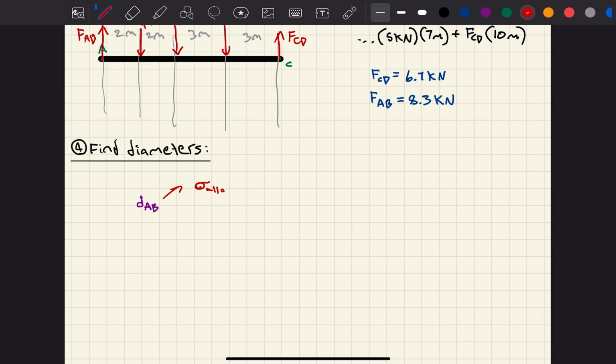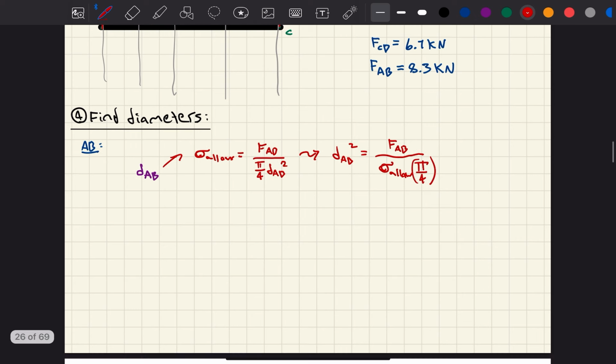Sigma allowable for AB. Let's start with AB. So I know sigma allowable is equal to the force AB divided by pi over 4 DAB squared, right? I can isolate this. It makes stuff messy if I take the square root when I isolate, so I'll just keep it as DAB squared and then take the square root at the end. So DAB squared is equal to FAB divided by sigma allowable times pi over 4.